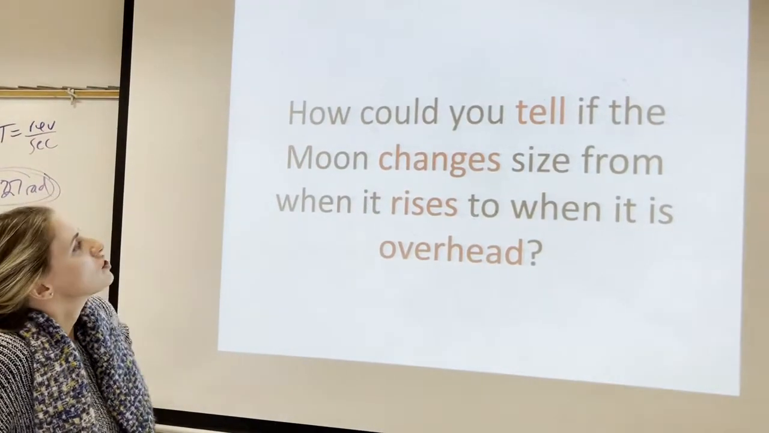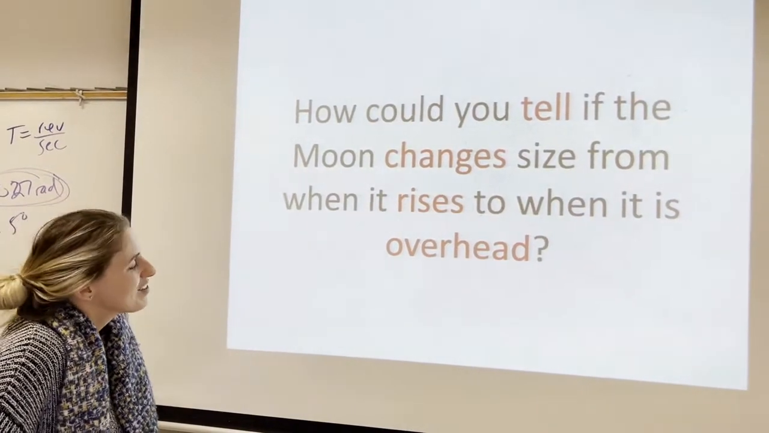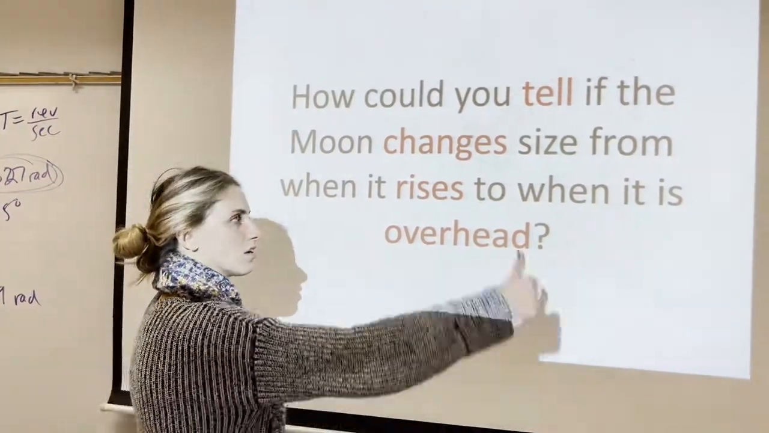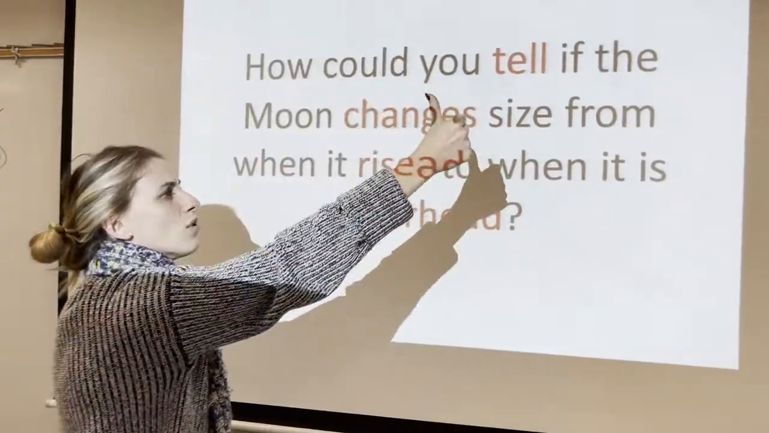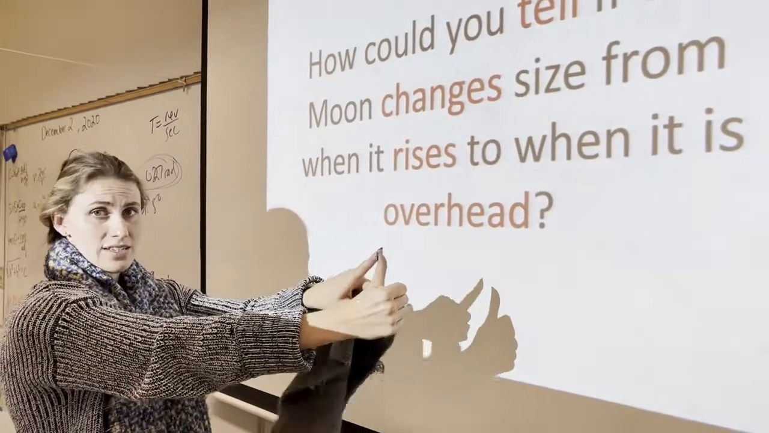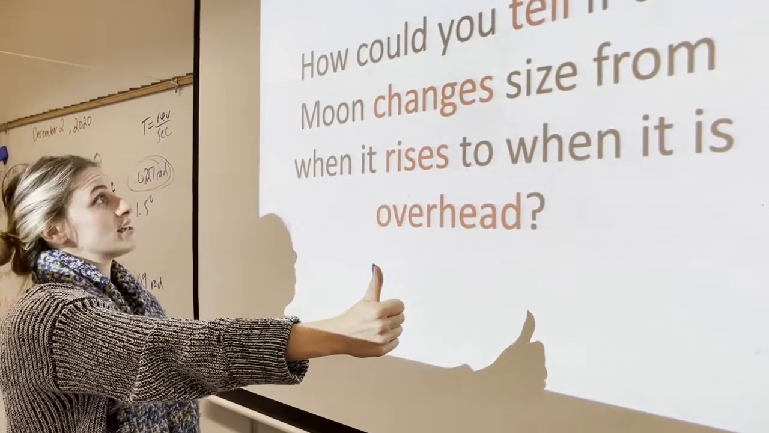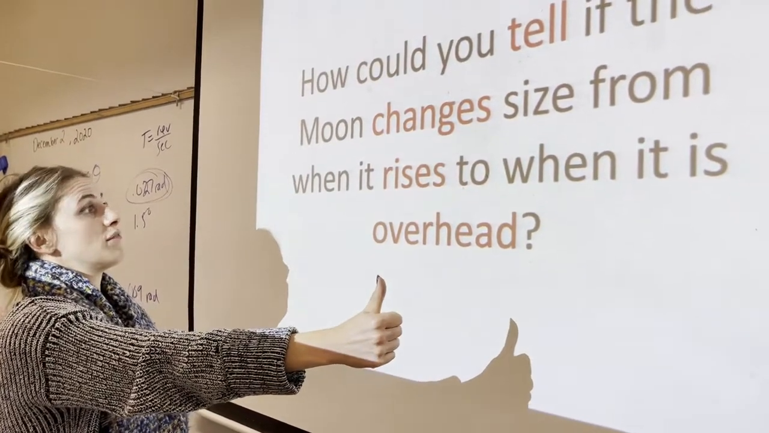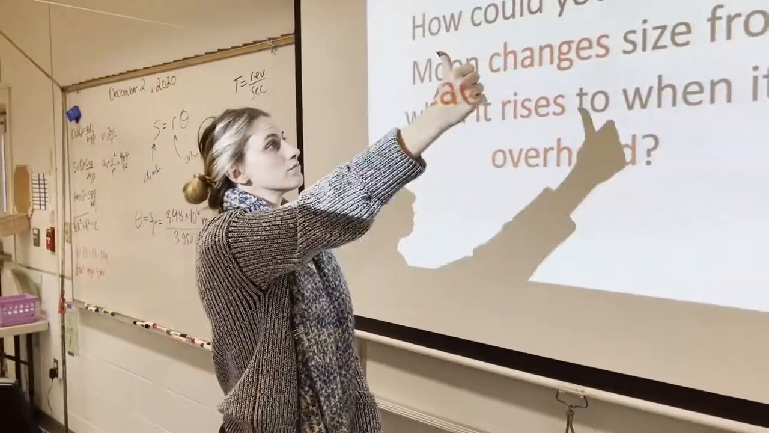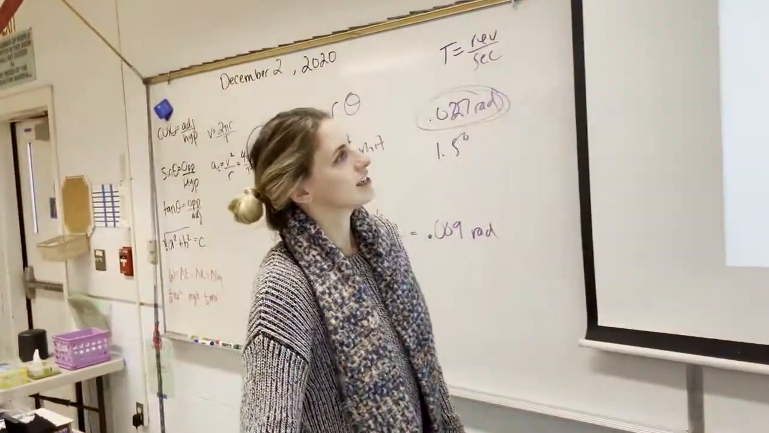How could you tell if the moon changes size from when it rises to when it's overhead? You ever notice how big the moon looks when it's rising, and then when it's high in the sky, it looks small? Like we said, this angle is a consistent angle, and we can tell if it changes size simply by covering it up with our thumb at that certain point. When it first rises, that would be an excellent thing to do. We're done!